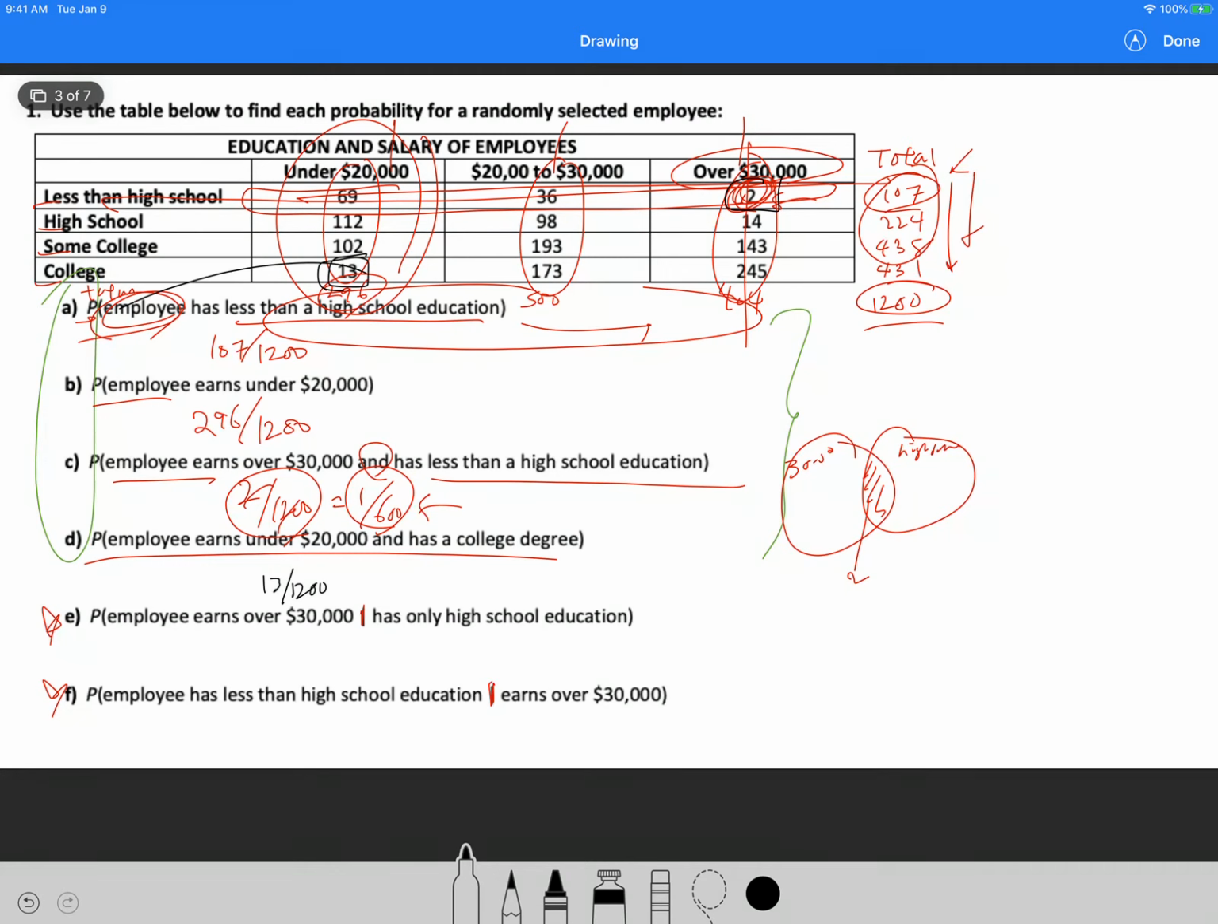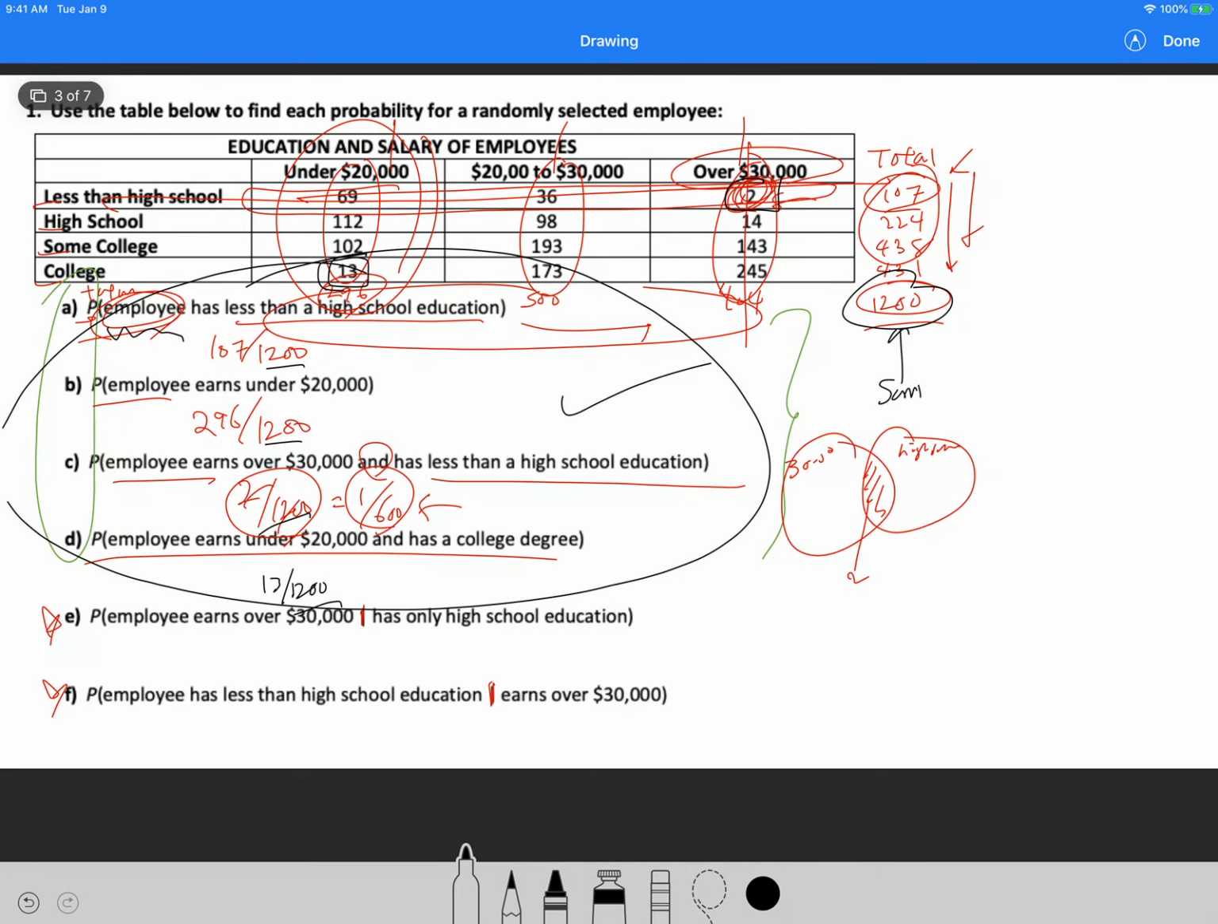Okay, so now all of these are done. These should be okay because you're just looking at the table and getting it out of the total. The common thread here is that all of these denominators are out of 1,200, because we're talking about an employee chosen from only those people. The entire context, the entire sample space. This is the sample space, or in this case, we call it the population, because that's the entire number of people that has been surveyed, the total number of people.